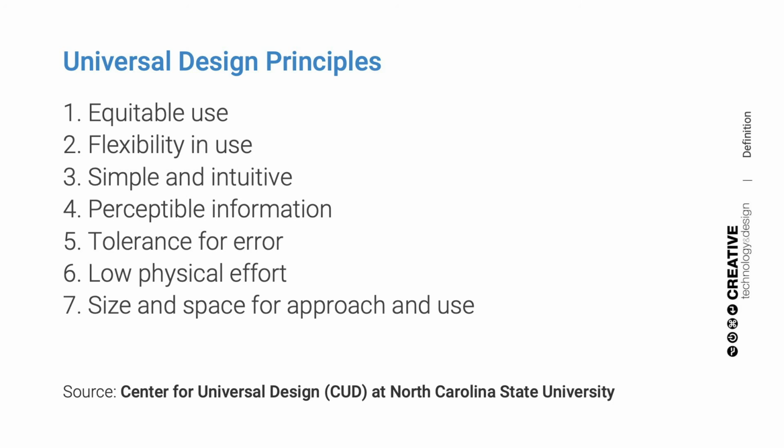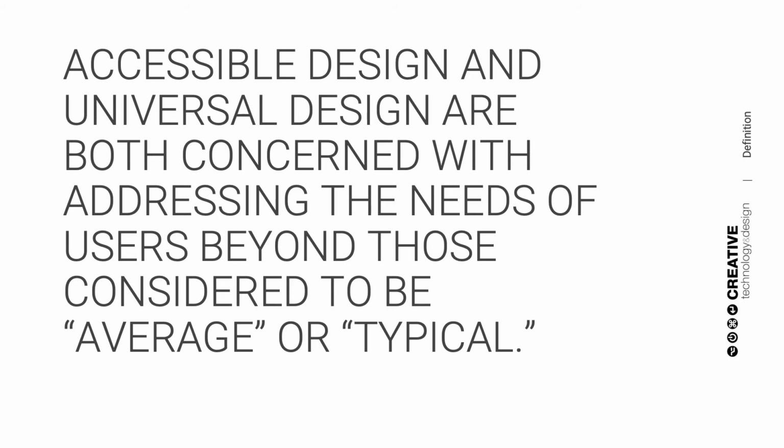These are the universal design principles from North Carolina State University. They offer useful insights on how to achieve universal design: equitable use, flexibility in use, simple and intuitive, perceptible information, tolerance for error, low physical effort, size and space for approach and use. In conclusion, accessible design and universal design are closely connected. They are both concerned with addressing the needs beyond just people that we consider to be average or typical.